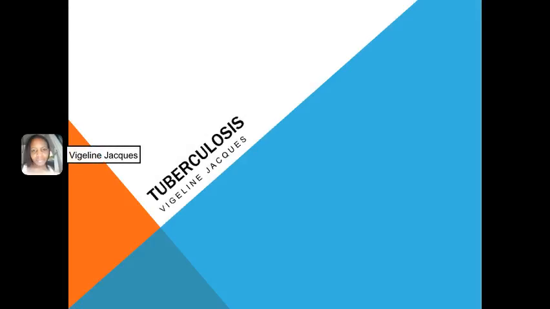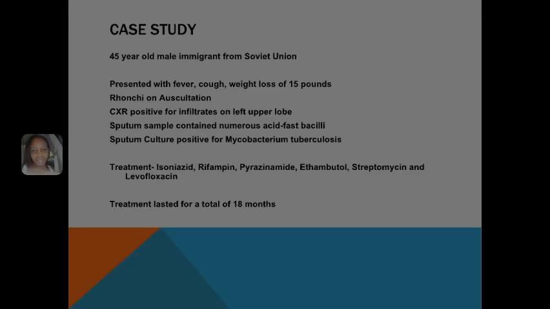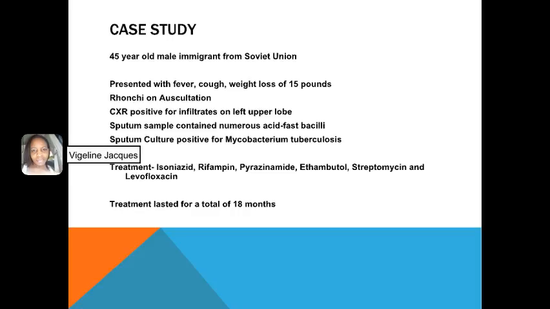Okay, so my name is Evelyn Jags, and I chose tuberculosis for my case study. The case study is of a 45-year-old immigrant, originally from the Soviet Union, with a history of tuberculosis. The man presented with fever, cough, weight loss of 15 pounds, and bronchi on auscultation.